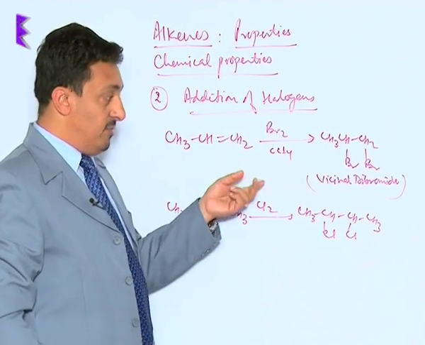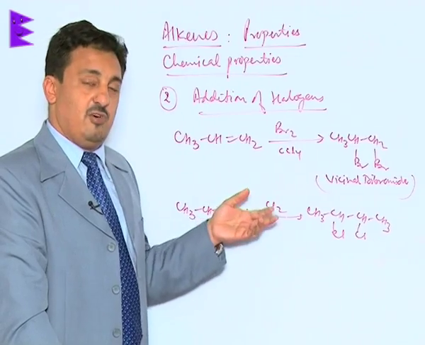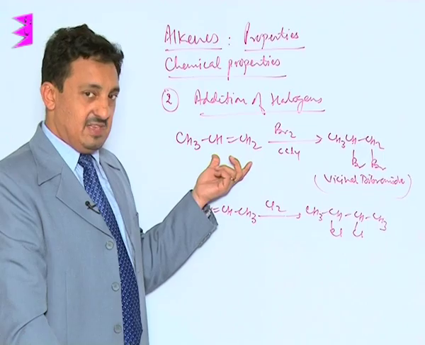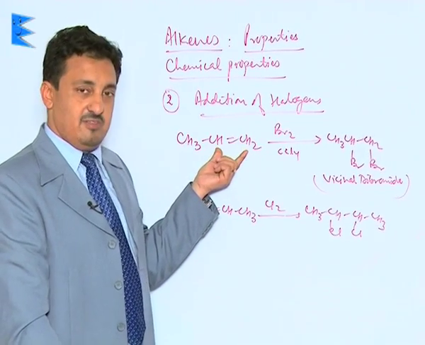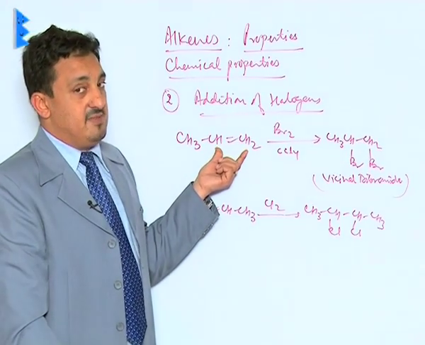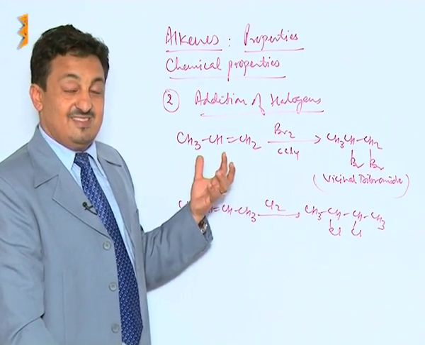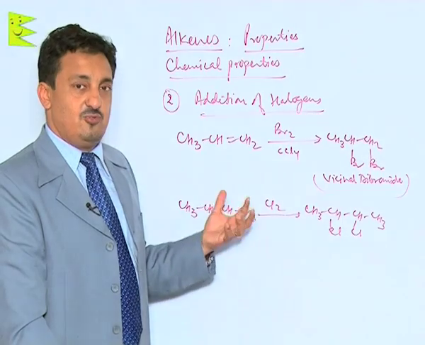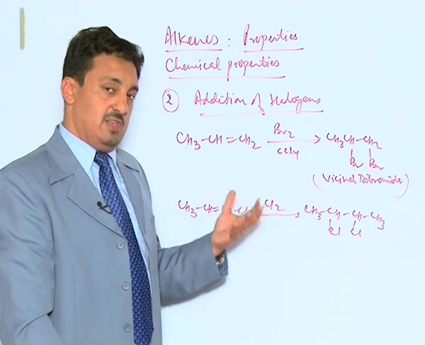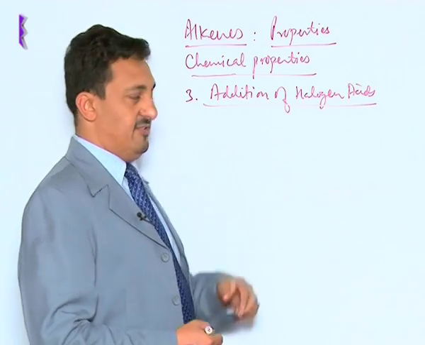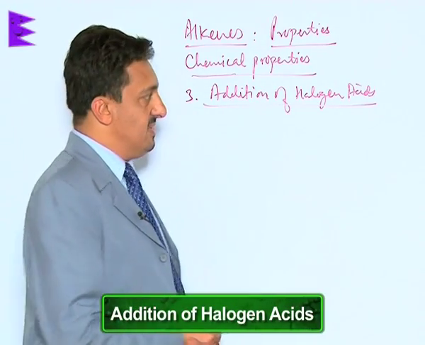But remember, in the case of bromine, since bromine in CCl4 is orange red in color, the moment it gets added to any of the unsaturated compounds like alkenes or alkynes, its addition takes place across the multiple bond. Then the orange red color of the bromine gets discharged, and that's an indication, or a test, to check the presence of unsaturation in any organic compound. The next reaction of alkenes is the addition of halogen acids, HX.